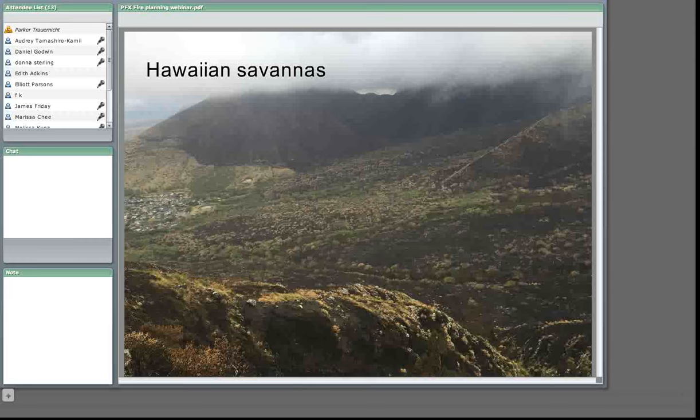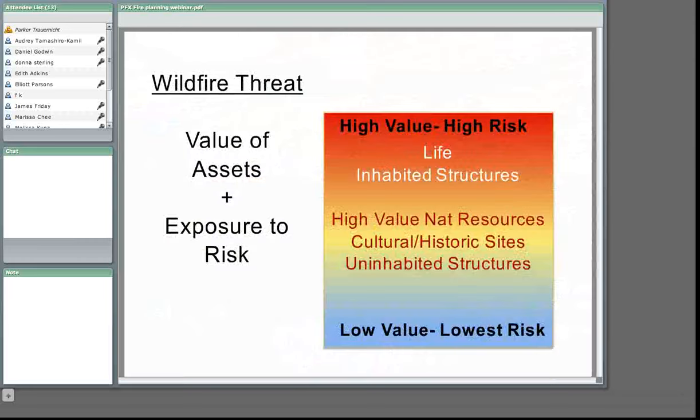So it can be incredibly tricky to manage. But being aware of these larger landscapes as drivers of fire really is what allows us to start categorizing the assets that we're worried about, on this risk continuum of where the risk is highest and where the exposure of the assets I'm interested in is highest.